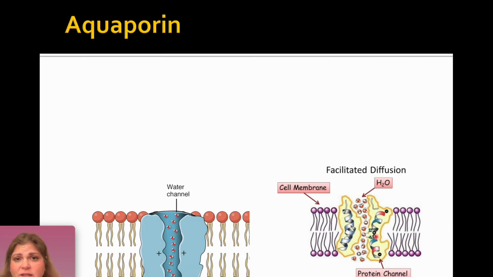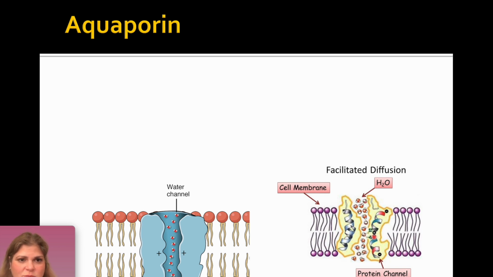A few seconds ago when I described osmosis, I mentioned it's a type of facilitated diffusion that goes through a protein. That protein is named aquaporin. If you're familiar with Spanish, agua means water, and then pores like a hole. So aquaporin is a specialized protein that is specific to water.